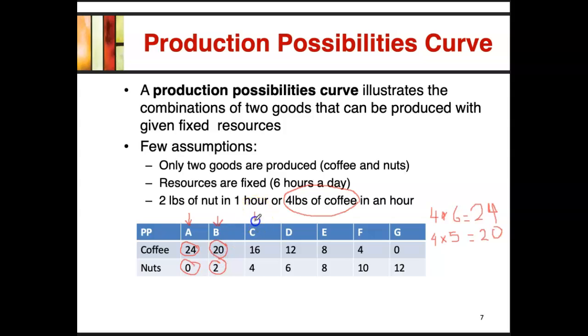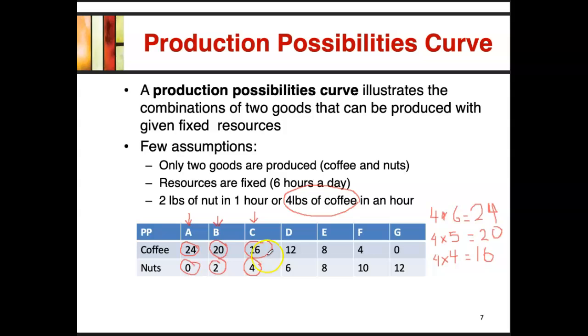Okay, let's look at scenario C. With scenario C, let's say Claire decides to use now 4 hours to collect coffee. So that's going to be 4 times 4, because it's 4 pounds of coffee in an hour. So that's going to be 16. And remember, she has 2 hours left, because again, she has 6 hours that she devotes to production. So it's going to be 2 times 2, and then we have 4 pounds of nuts. So the combination is 16 pounds of coffee and 4 pounds of nuts.